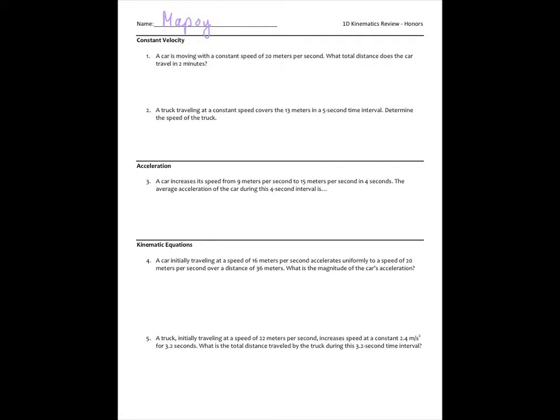So we have a car moving with a constant speed of 20 meters per second. What total distance does the car travel in 2 minutes? When we're dealing with constant velocity, this is our only equation: V equals d over t. V is our velocity, so V equals 20 meters per second. We're looking for distance, and our time is 2 minutes, which you need to translate into seconds. 2 minutes equals 120 seconds.